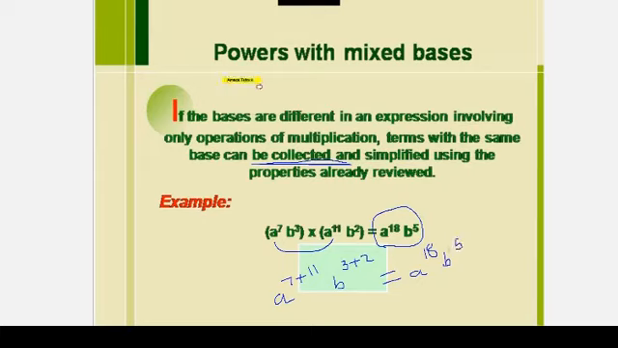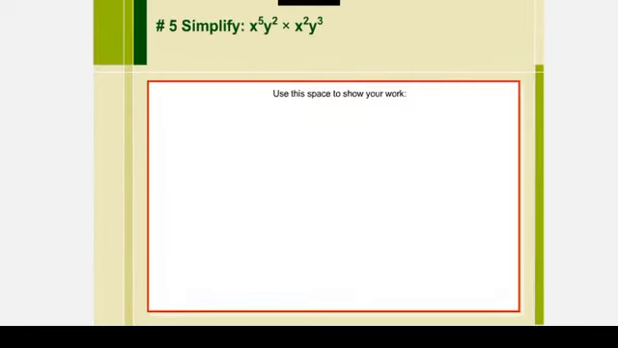So don't panic when there are many powers, many terms given. Simply collect the terms. Apply the properties already discussed. That's it. Let's do some questions based on this, children. You will understand it completely.